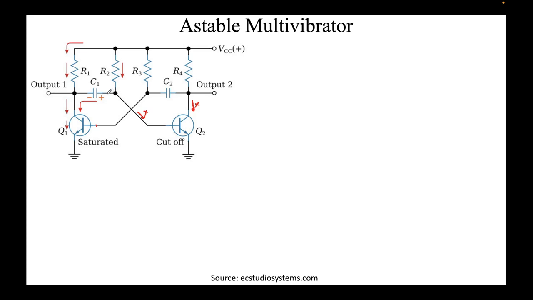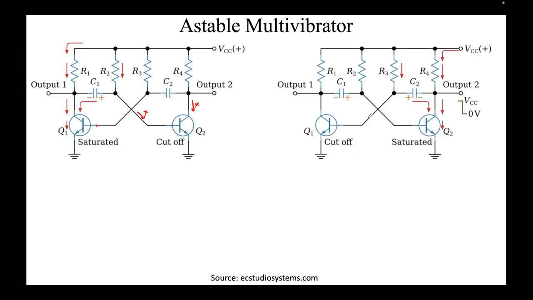What's going to happen is that suddenly when it crosses 0.7 volts, this can start conducting, because this VBE will become forward biased, right? Which is shown here. So this is getting charged, and just as soon as it reaches 0.7 volts, the situation will flip.